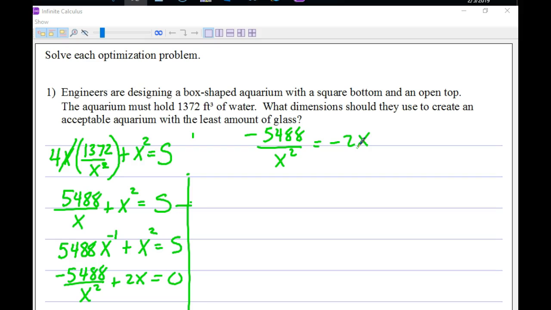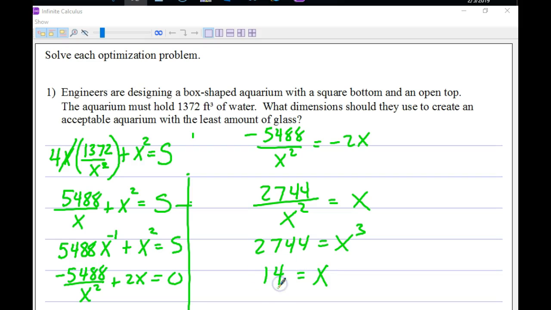Move the 2x to the other side, divide both sides by -2, and we get 2744 over x squared equals x. Multiply both sides by x squared, and then take the cube root, which is 14. So x is 14, and we only got one answer, so that has to be it.